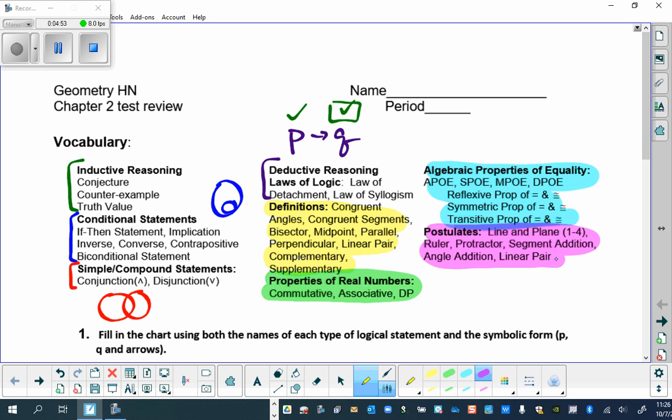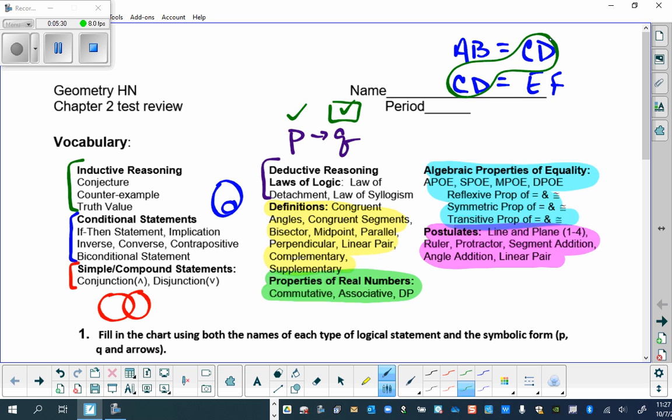I don't get it. Which one? Okay, so your transitive property, it feels like the law of syllogism. But your transitive property is the one that lets you say, let's say that I have the distance from A to B is equal to the distance from C to D. And then you find out that the distance from C to D is the same as the distance from E to F.